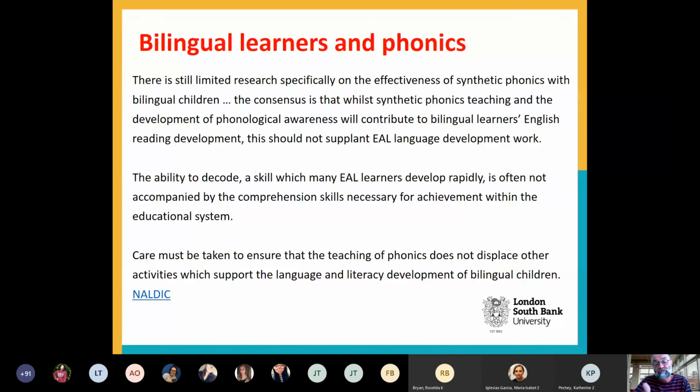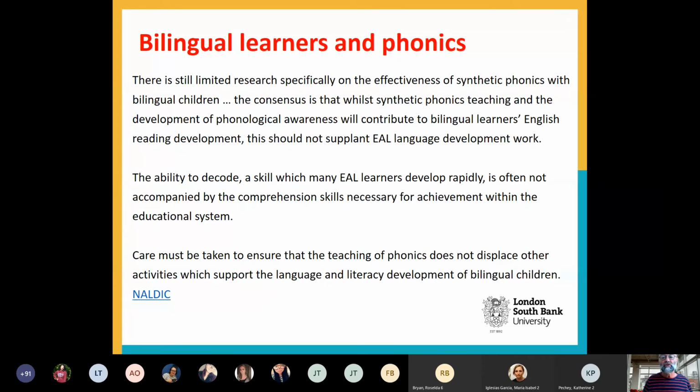I would argue, from a personal perspective, that the issue with depending on SSP as a kind of first resort with bilingual learners is that SSP is about decoding and encoding. It's not about understanding the meaning of words. And that might be a challenge for EAL learners in your classroom.